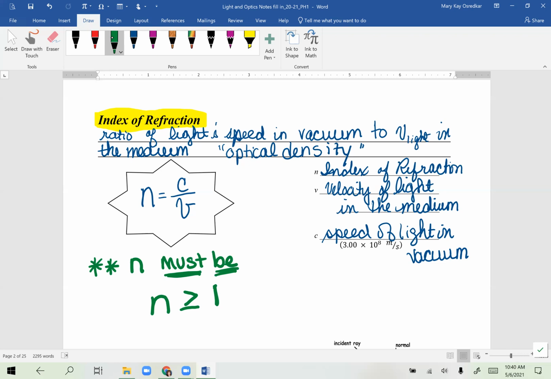If you get an n value less than 1, I would suggest a couple of possibilities. The first of which is, are you in radians? You have to be in degrees. We're measuring our angles in degrees. You must be in degrees. Okay, so these are the questions.